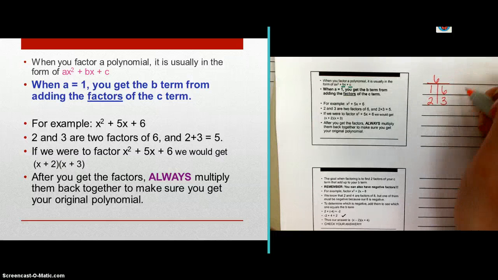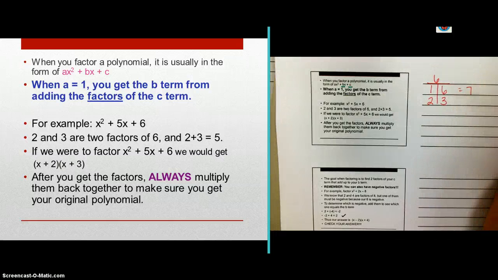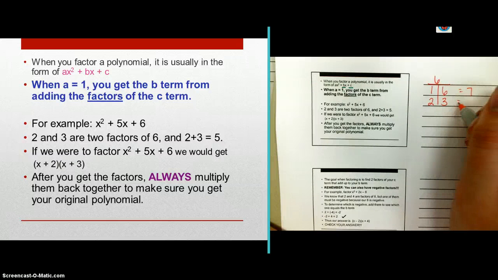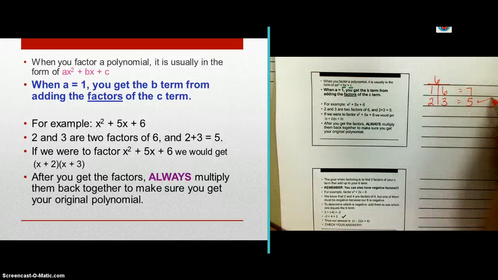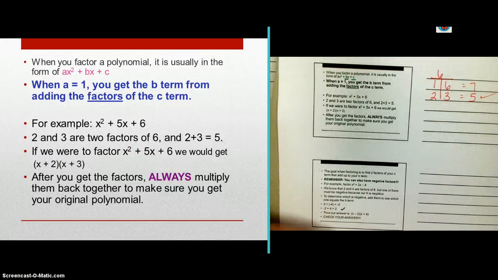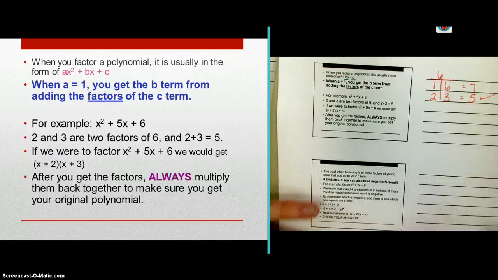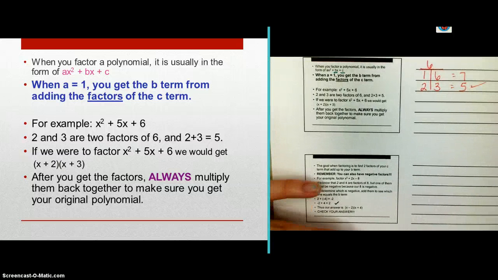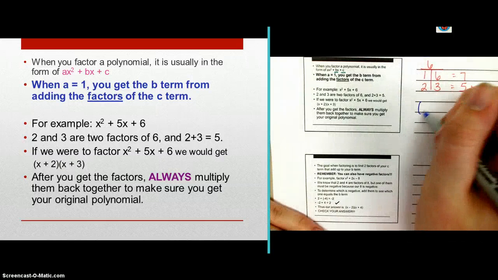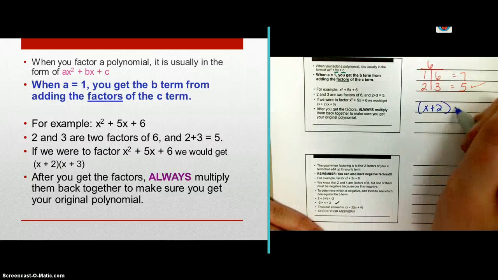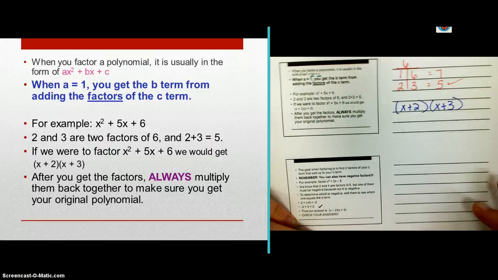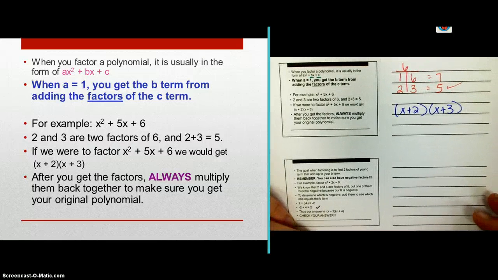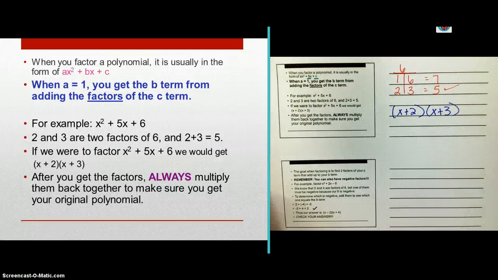If I do 1 plus 6, I get 7. That's not 5. If I do 2 plus 3, I do get 5. So 2 and 3 are the factors I want to use. Now that I know my factors are 2 and 3, I'm going to write them like this. I have x plus 2 as one, and x plus 3 as the other one. Those are my factors of x squared plus 5x plus 6.